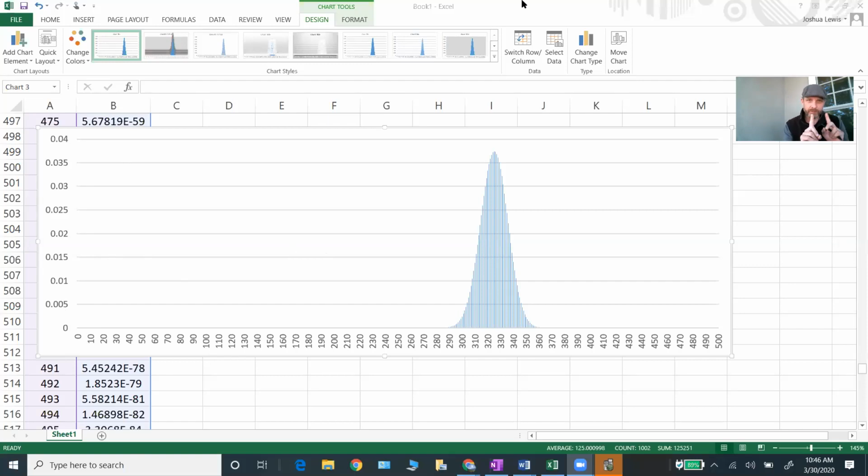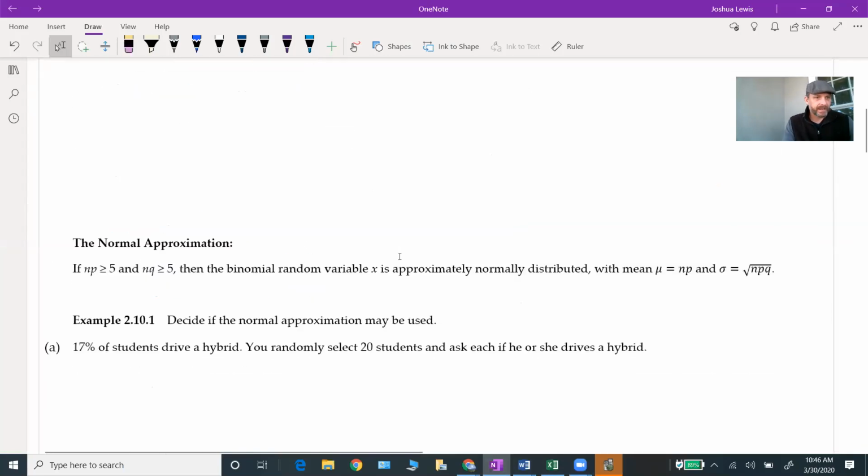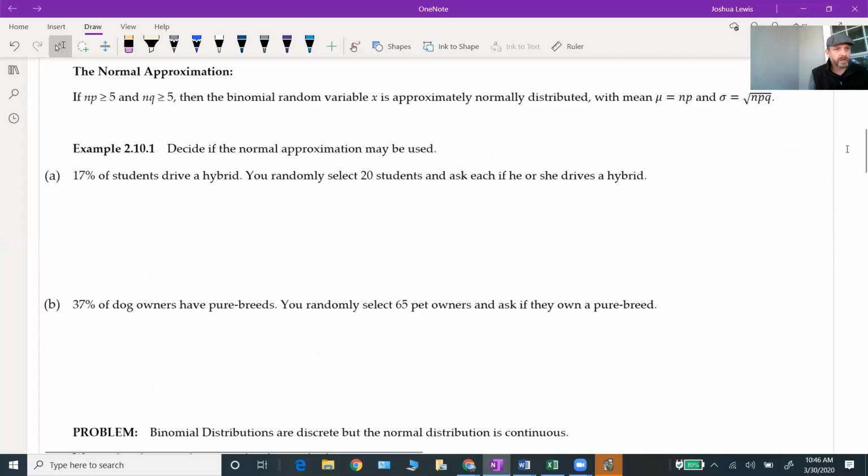But we have to be careful because binomial distributions are for discrete data. Normal distributions are for continuous data. And so the question then becomes, can I use the normal distribution to approximate the binomial distribution? And of course, the answer is yes. And the conditions for that are as follows. If np and nq are greater than or equal to 5, in other words, we have at least 5 successes and 5 failures, then the binomial distribution is approximately normal.